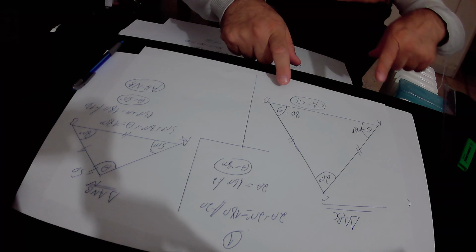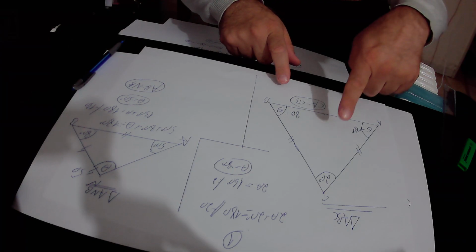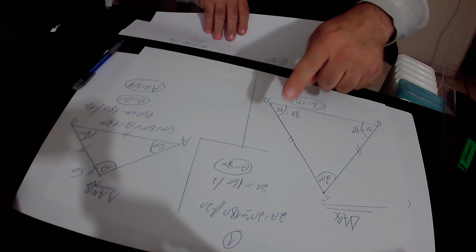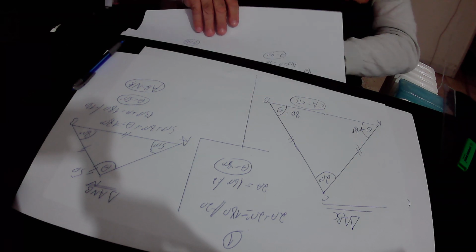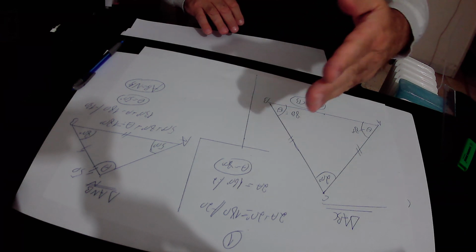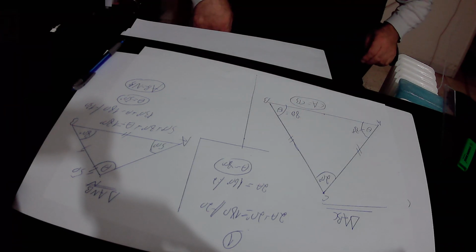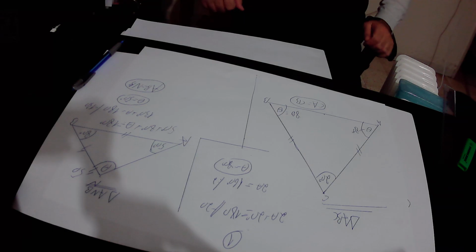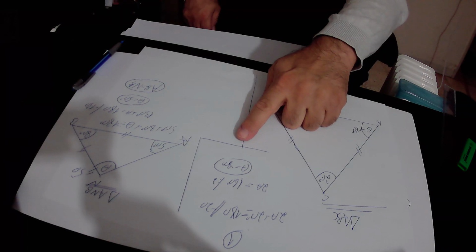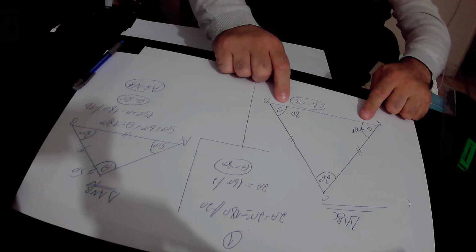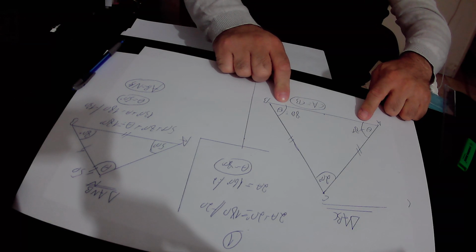So in triangle ABC, theta plus theta plus 20 degrees must be equal to 180 degrees. We subtract 20 degrees from this equation, and we get that 2 theta equals 180 minus 20, which is 160, so 2 theta equals 160 degrees. We divide this equation by 2, and finally we get that angle theta equals 80 degrees, so each of those two angles must be equal to 80 degrees.